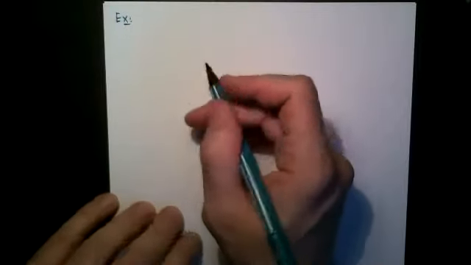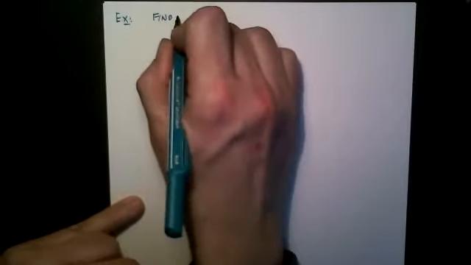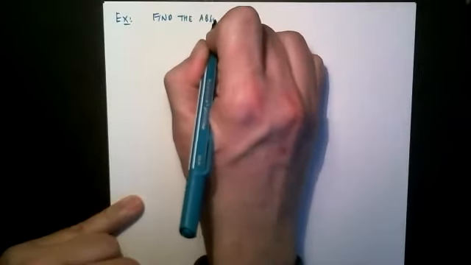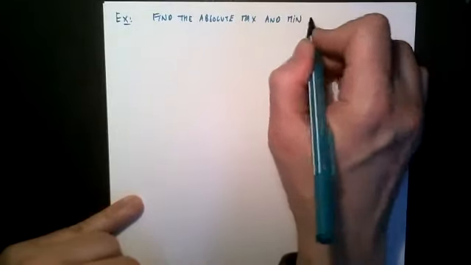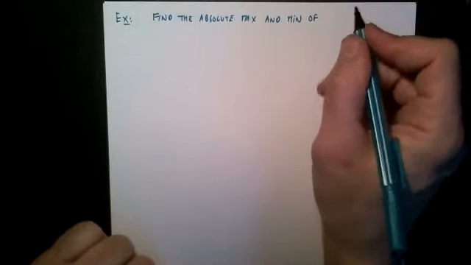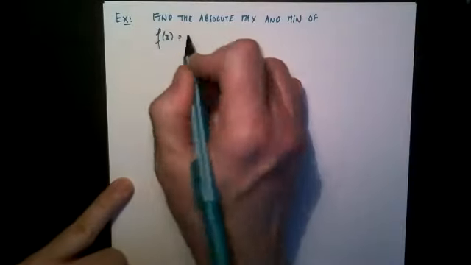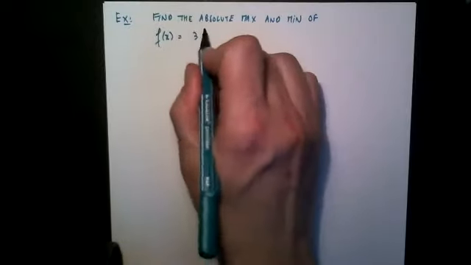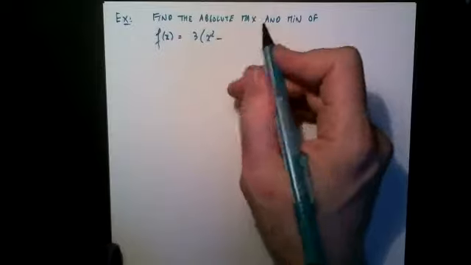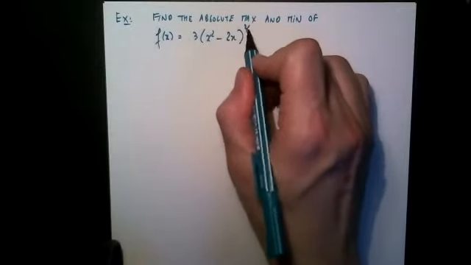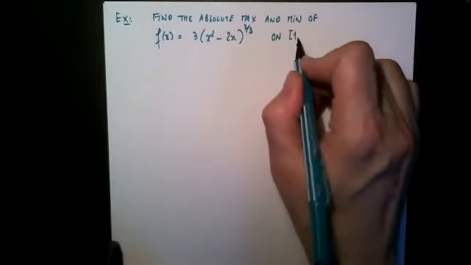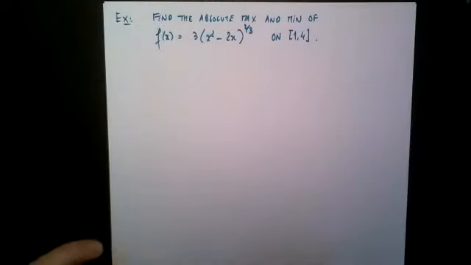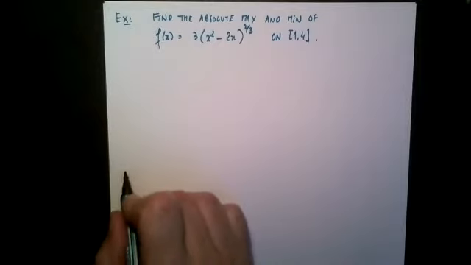So review. Example, find the absolute max and min of f of x is equal to 3 times (x² minus 2x) to the power 2/3 on the interval [1, 4]. And another one here.